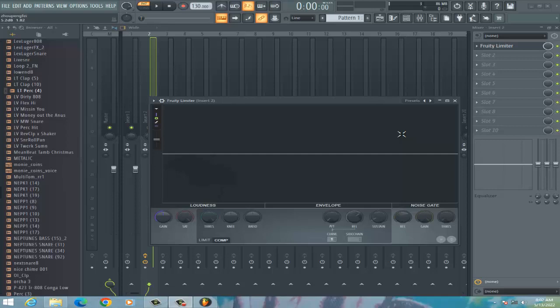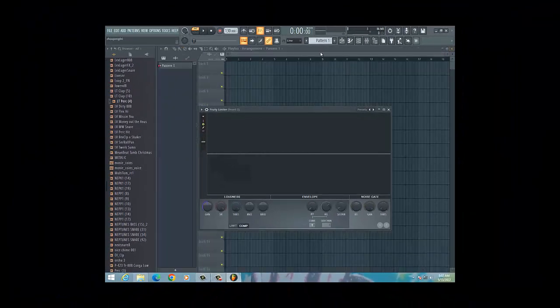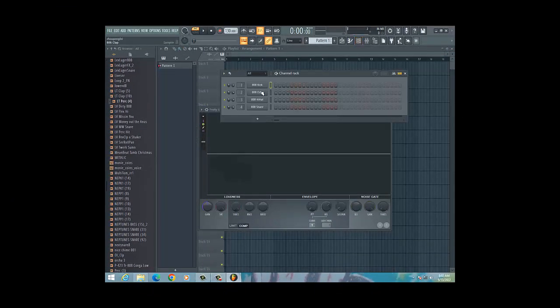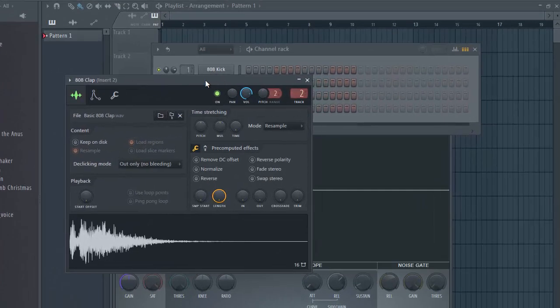When we say compression, what is the meaning of compression? What's the work of the compressor? Before you can understand compression, first of all, you're supposed to understand one word over here, that is dynamic range. What is dynamic range? Dynamic range is the difference between the loudest part and the quietest part of a sound.